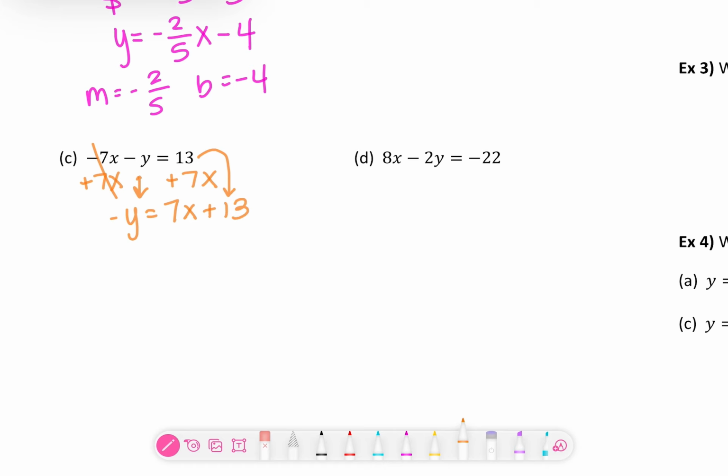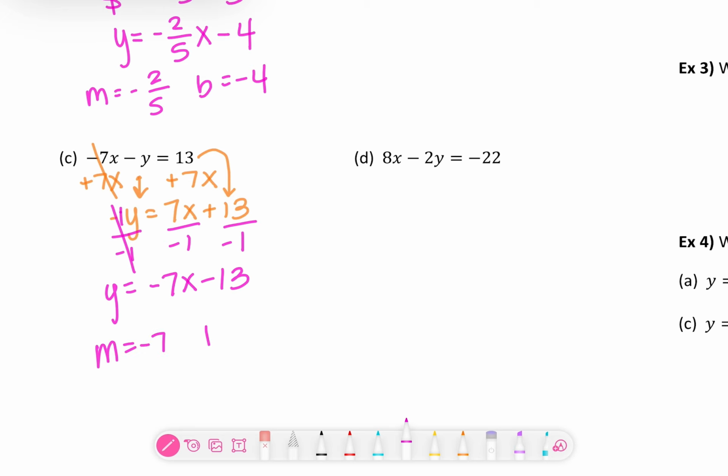Now, negative y is basically the same as negative 1y, so divide every term by negative 1, which virtually just changes the signs of your terms. So y equals negative 7x minus 13. M will then be negative 7, B will be negative 13.